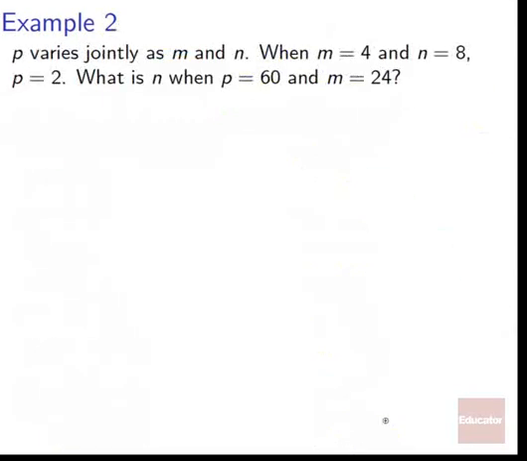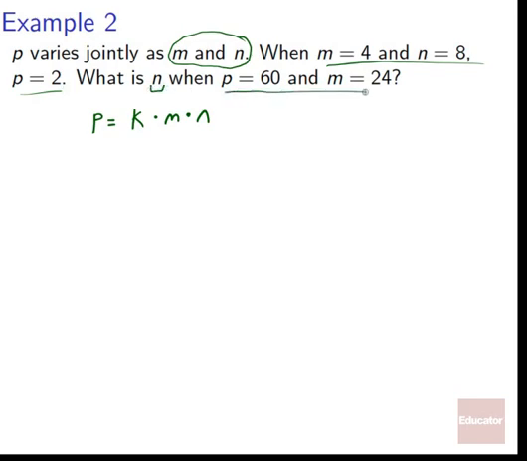Great. Next example. P varies jointly as M and N. So what does that mean? Jointly as M and N means these two guys are going to be on the right. So P equals K, got to have that proportionality constant, times M times N. When M equals 4 and N equals 8, P equals 2. Then we want to find out what is N when P equals 60 and M equals 24.